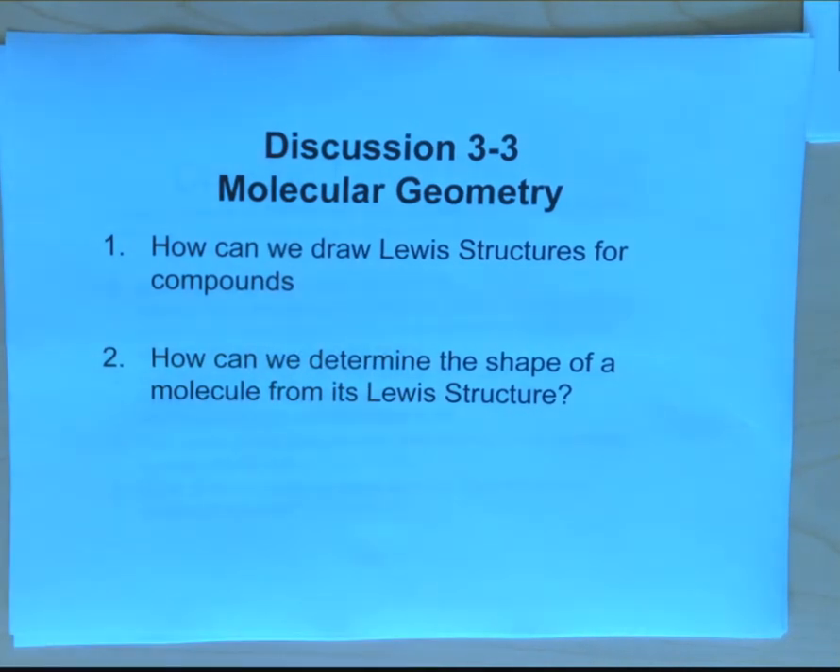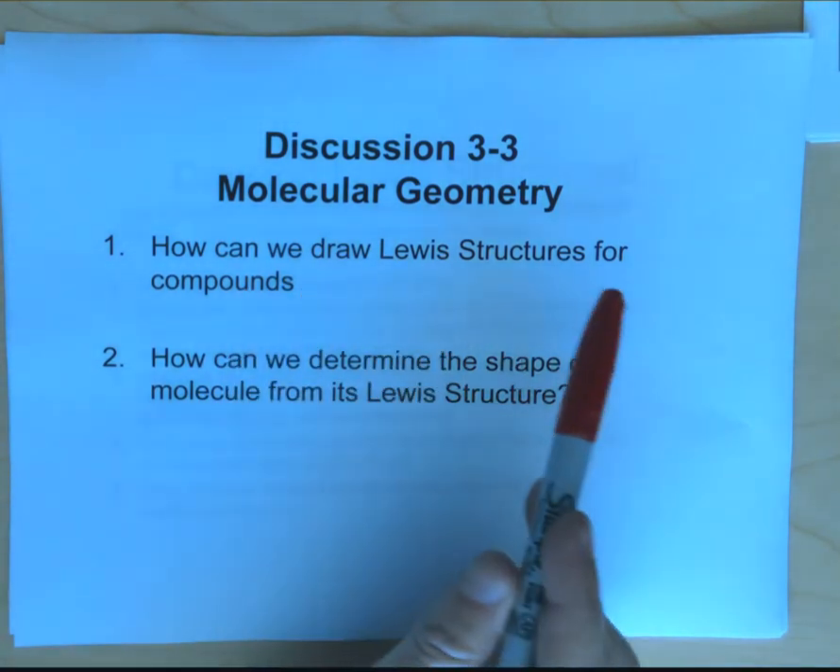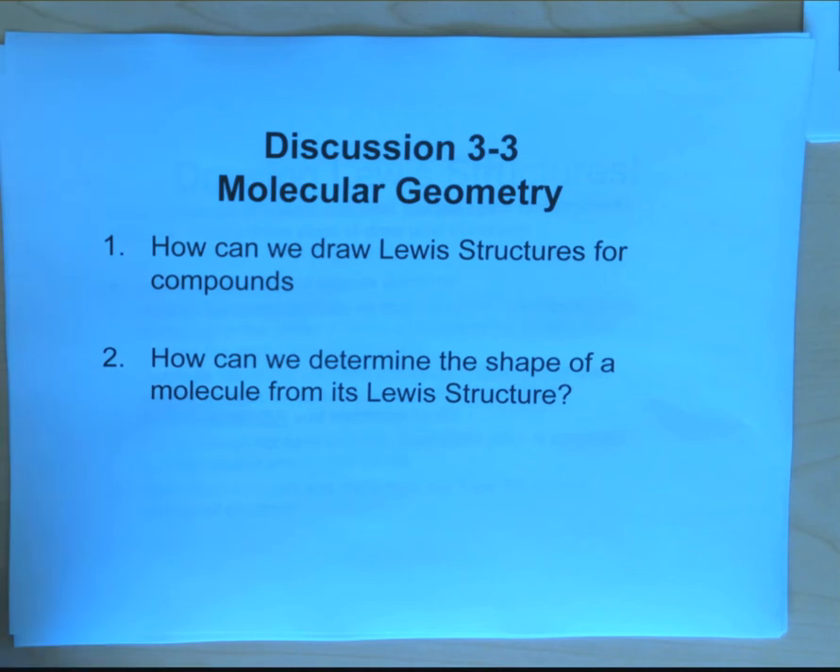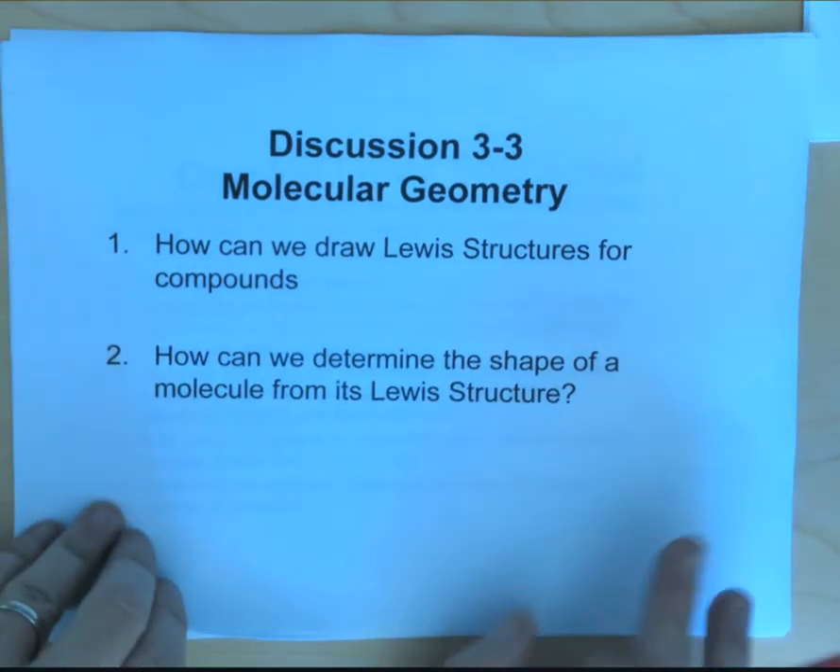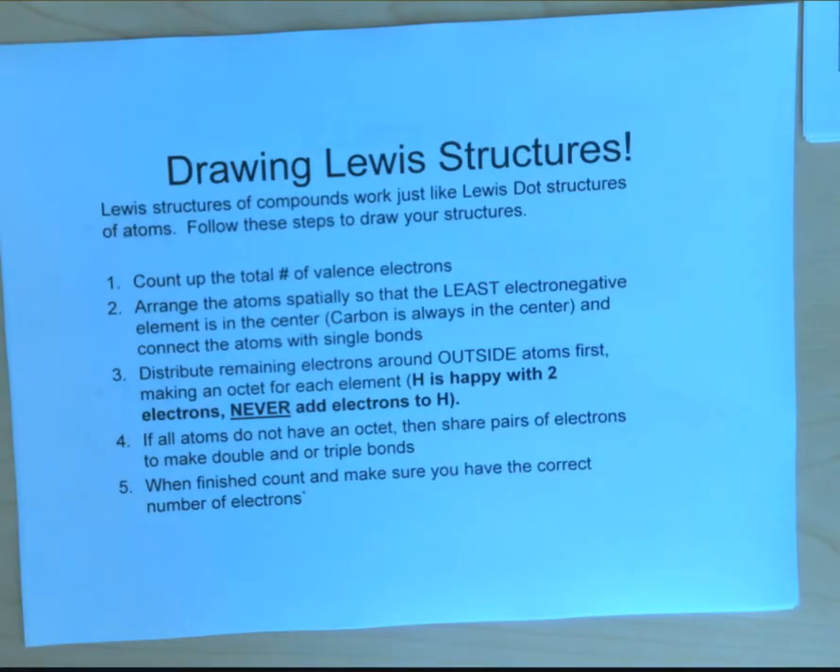Hi kids, discussion 3.3. We're going to do this one a little bit differently just because we're going to be drawing a lot of pictures. So we can draw Lewis structures for compounds. We have to determine the shape of a molecule from the Lewis structure. All right. So let me go over these directions.